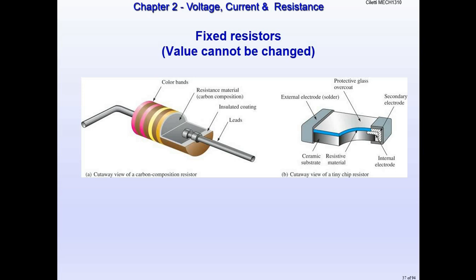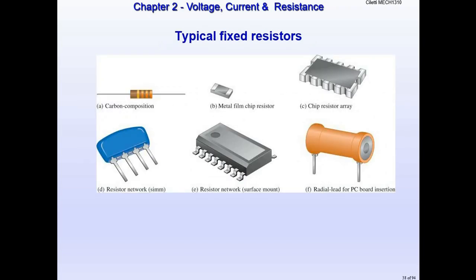Same with the one on the right. The one on the right can do the same exact thing, a little bit different material, the resistive material, but that's a surface mount one. So that might be what one looks like on the inside of your phone or something along those lines. Okay? So they can look different ways, all right, but they all have the same kind of capability.